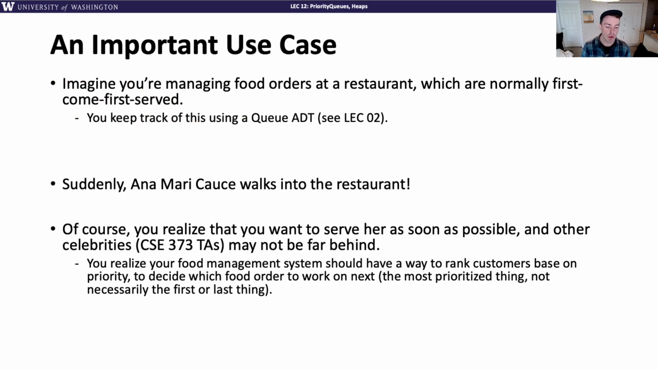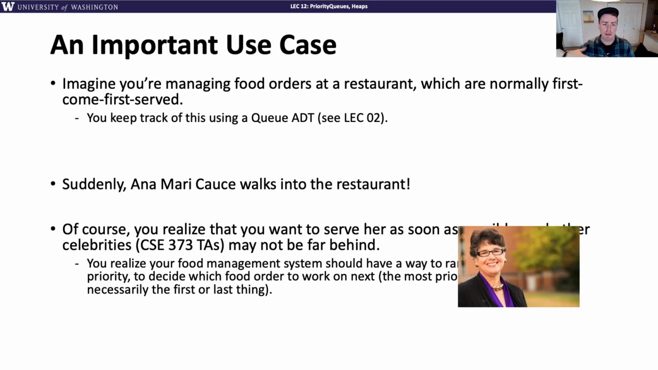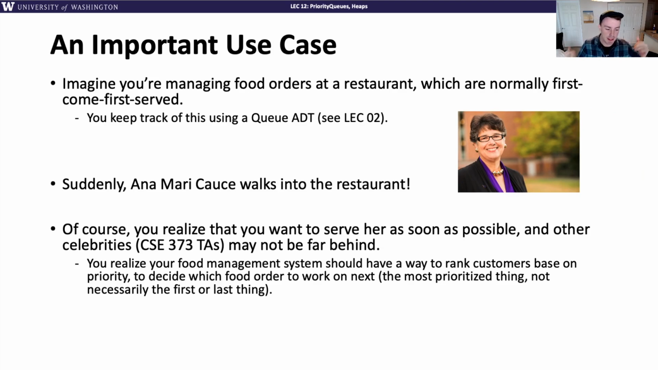So, an important use case for when we might want to use this thing called a priority queue. Imagine you're managing food orders at some restaurant, maybe some restaurant in the HUB at UW. And we talked about back way in the beginning of the quarter in lecture 2 that you might use something like a queue to keep track of who came in first. Now suppose Ana Mari Cauce walked in, and because she is the president of the university, you probably want to serve her earlier rather than later so that she leaves a good Yelp review. And so there might be some context where you might not want to serve the first person that came in. Maybe each person has some priority, and you want to serve the person with the highest priority first.